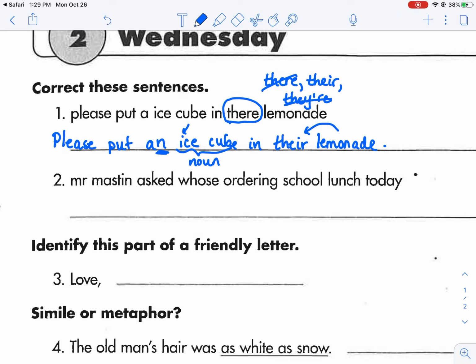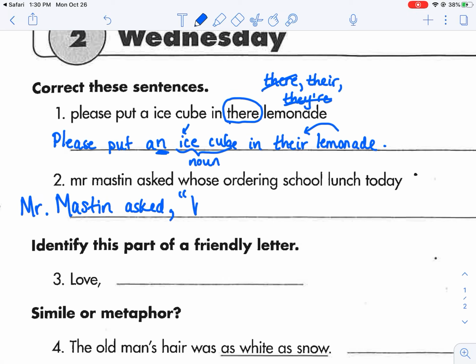The second one, Mr. Maston asked, who's ordering school lunch today? Well, let's start by fixing his title there. Mr., so capital M, whoops, Maston asked, comma, quotation marks, he's going to say something, who's ordering school lunch today?